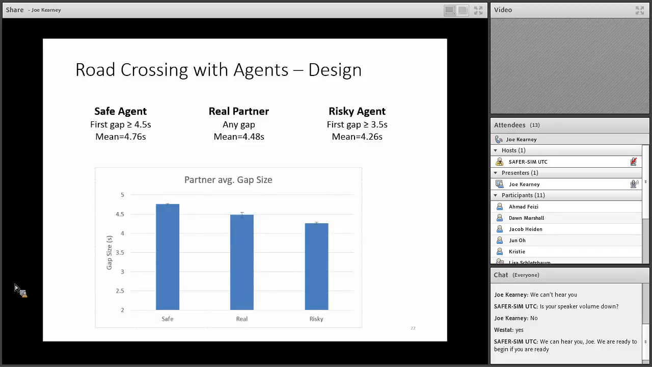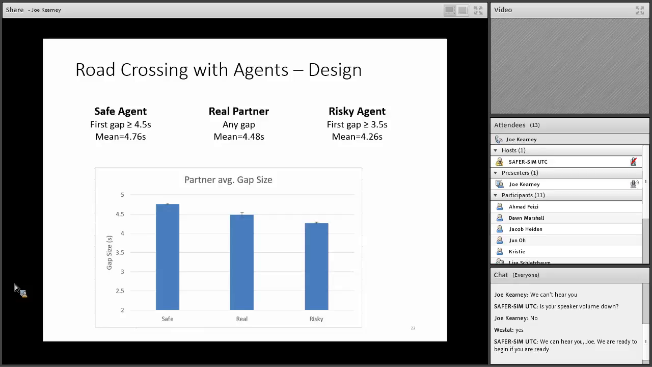So here's the average gap size for the real partner, the safe agent, and the risky agent. And what you'll see is that the safe agent was on average more safe than the real partner, and the risky agent was more risky, took smaller gaps than a real person. So we have a nice spread here of what your partner did.